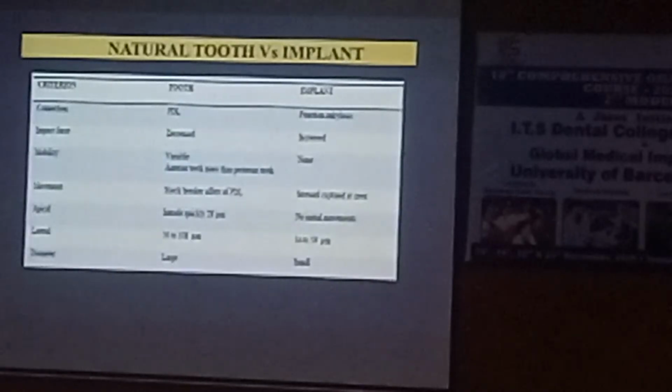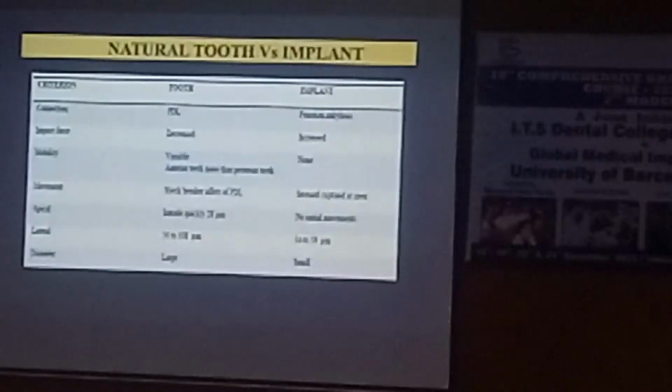1 mm. How much is it? 0.8. That will be 0.8 to 1 mm, it will be called as the periodontal widening we see on IOPA. Clear? Clear?